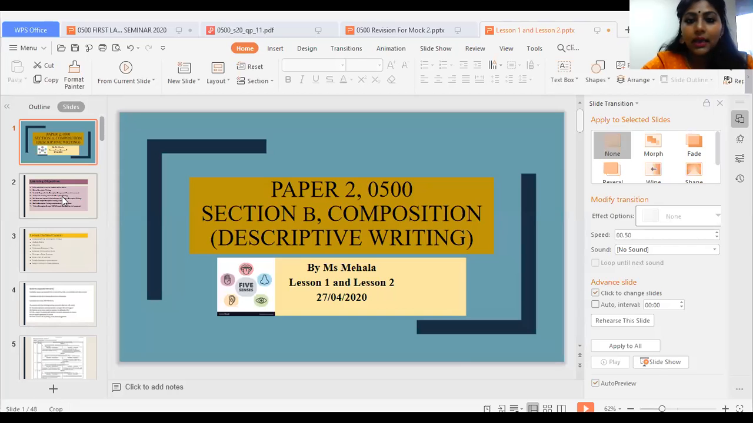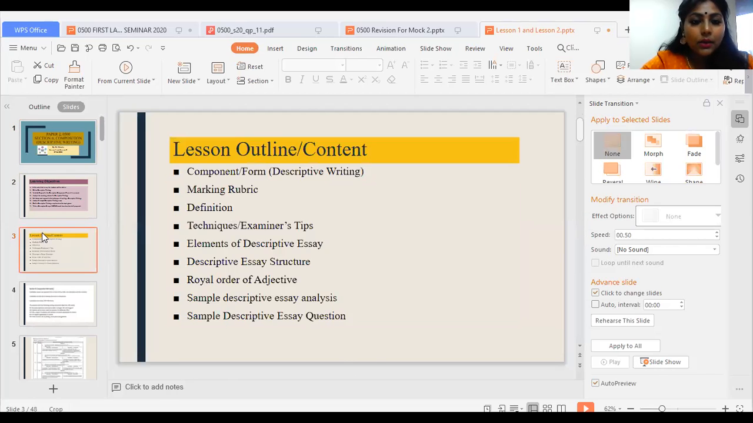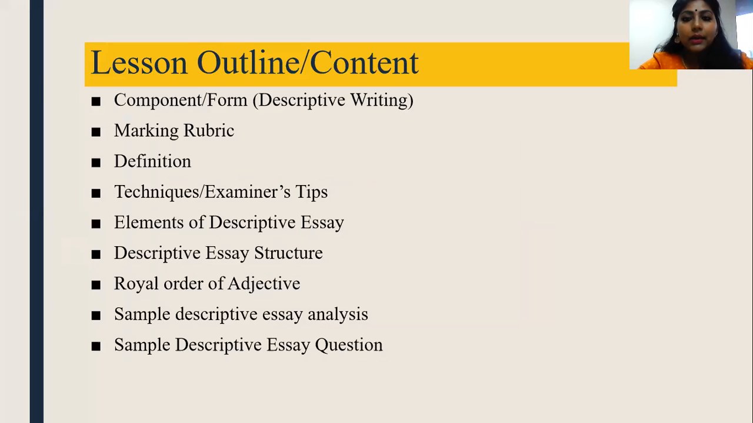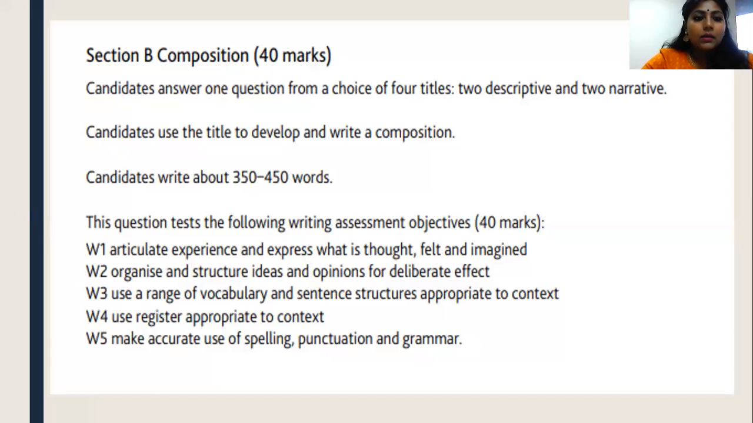the notes. Okay, now a very quick discussion on section B, composition, which carries about 40 marks. So obviously the candidates need to choose either to write a descriptive or a narrative essay. But in today's lesson, I'll be focusing more on the descriptive essay. That means how to write a very good descriptive essay.